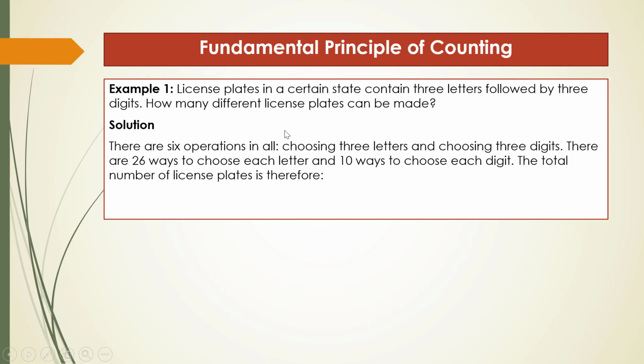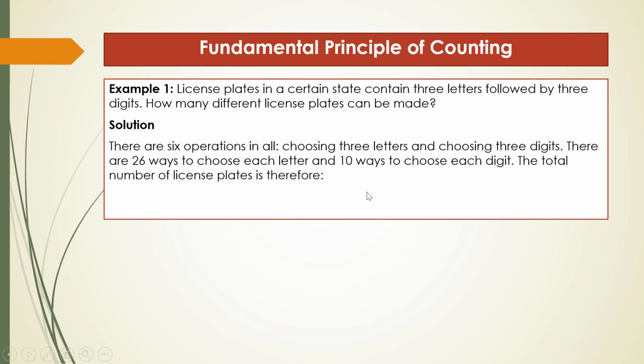We have a total of 26 letters in the English alphabet. So to choose the first letter, there are 26 possible ways. To choose the second letter, there are also 26 possible ways because repetition is allowed in this situation. And it's similar for the last letter.